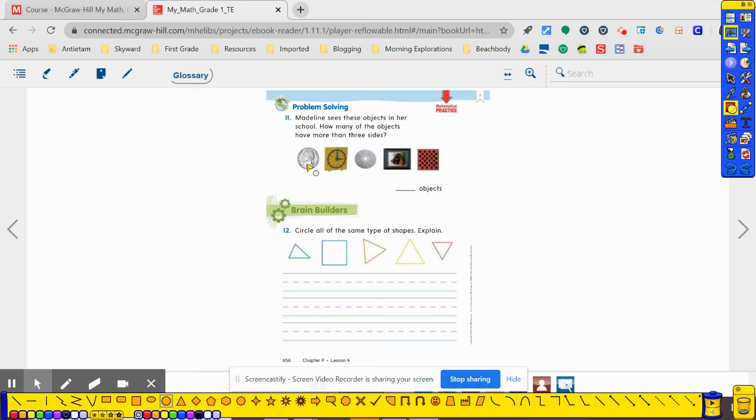So more than 3 sides. What is this first object? Or what is the shape? Does it have more than 3 sides? If it does, circle it. Go through and circle all of the objects that have more than 3 sides.